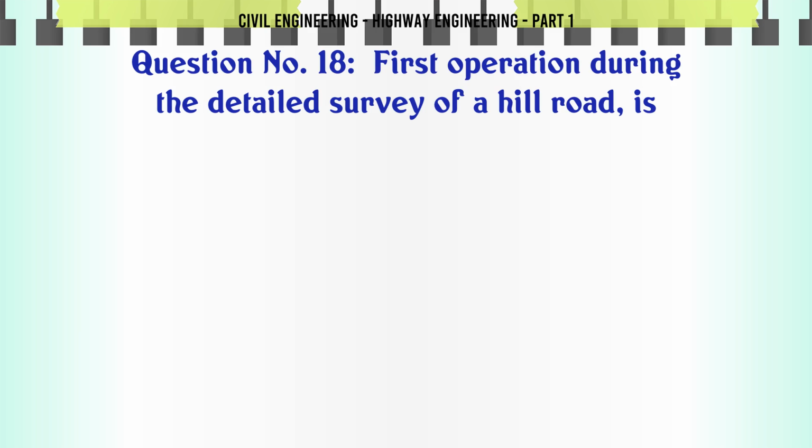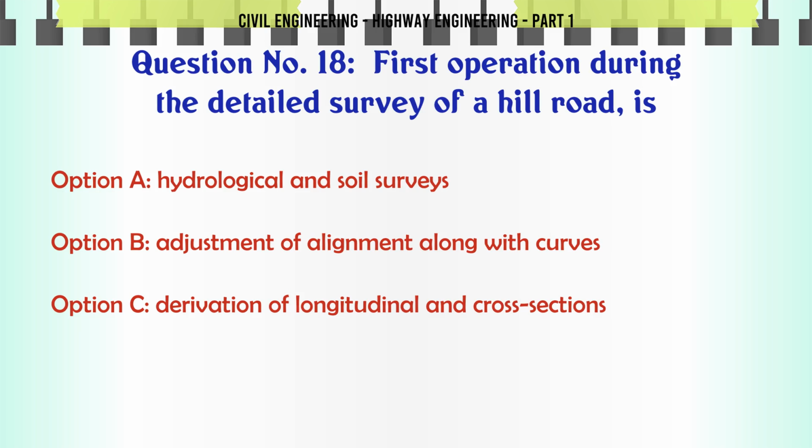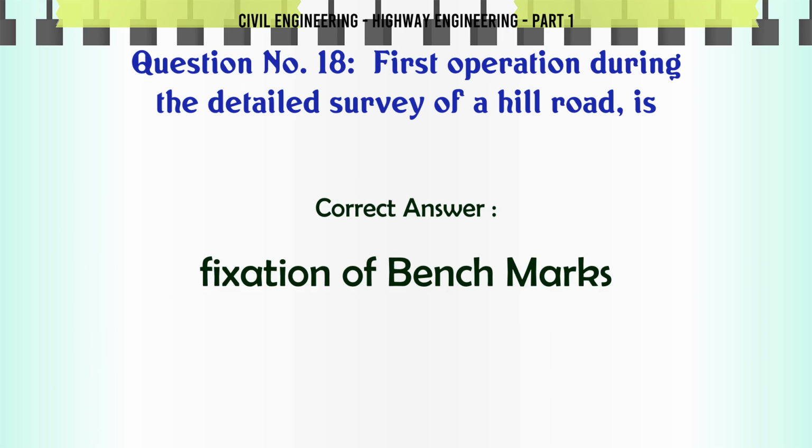First operation during the detailed survey of a hill road is A. hydrological and soil surveys, B. adjustment of alignment along with curves, C. derivation of longitudinal and cross sections, D. fixation of benchmarks. The correct answer is fixation of benchmarks.